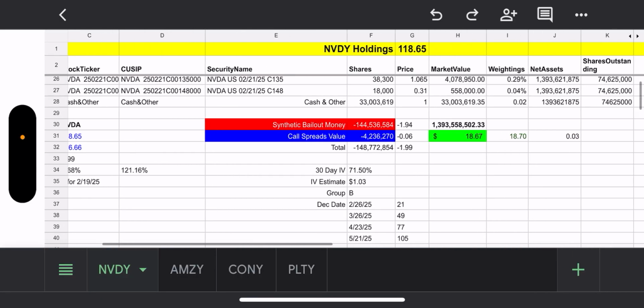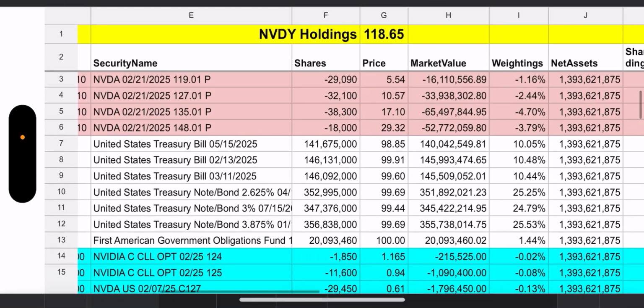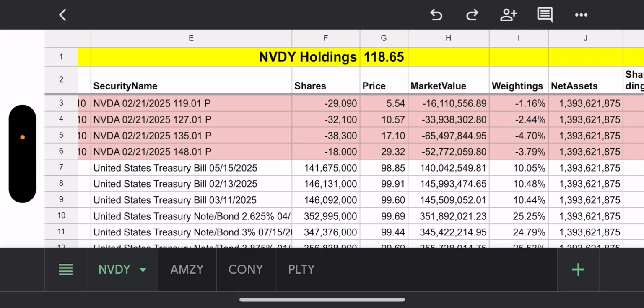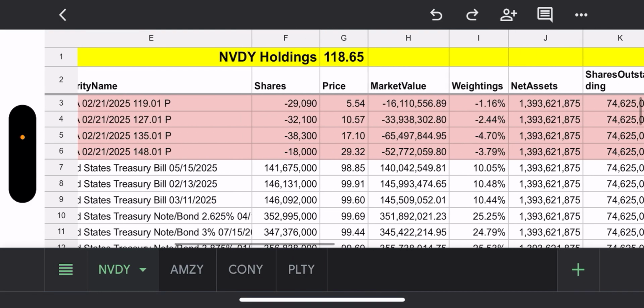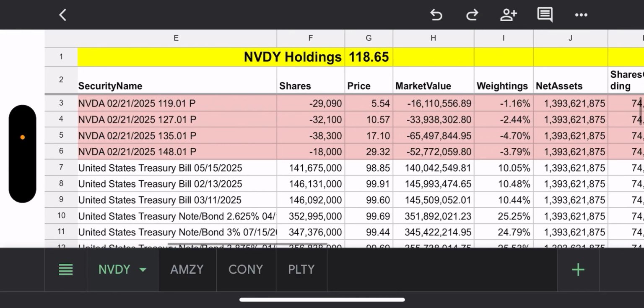All right, so what do we got? Oh yeah, we're getting hammered. I would have to sing 4 times here. I'm not gonna do it. But yeah, man, what's going on? We have a 119, a 127, a 135, and a 148. All expire 2/21. This is the synthetic position. Okay, it's bad. It's ugly.